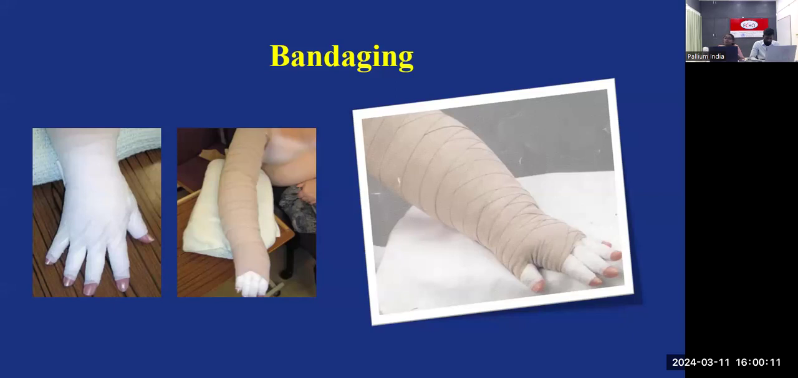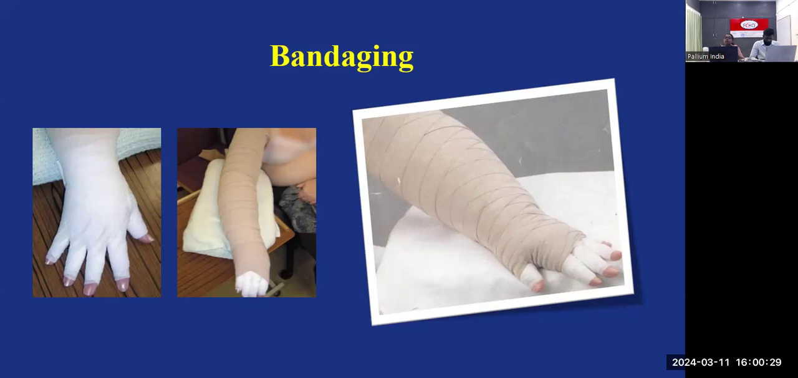If there is any obstruction, you will be able to see nail bed cyanosis. If cyanosis has developed, that means the pressure is too high, and the tissues may not get adequate blood supply.